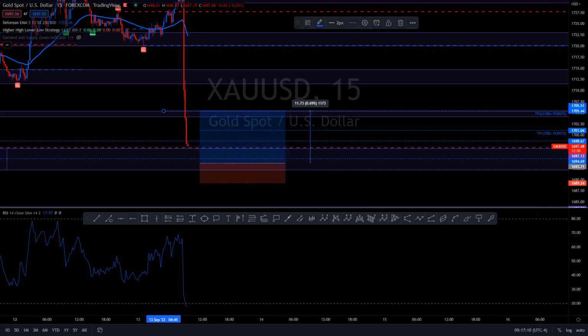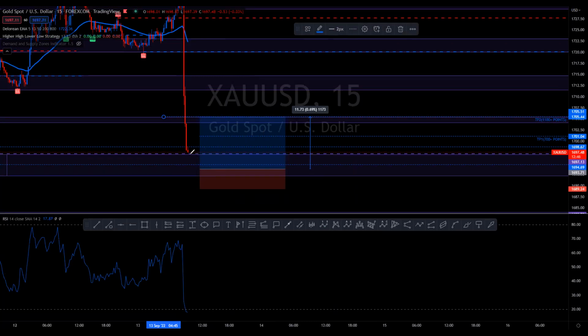Now, the reason why I'm setting it up this way is because price could respect this and then ultimately go up, which is cool, because I still get a good amount of points if it starts to shoot up from here, or if it goes all the way down here and then shoots up, I'll definitely get my points. If that makes sense. So that's what I'm going to do.